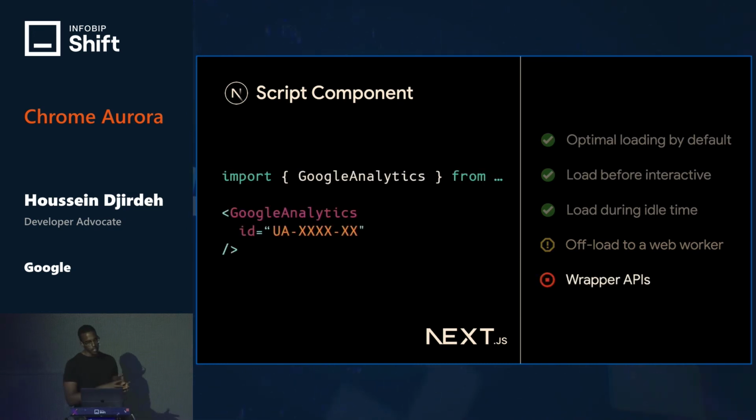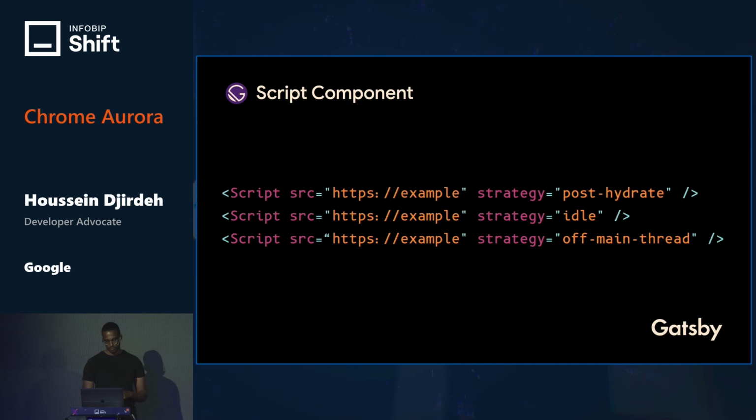And lastly, we're currently in the process of thinking of ways of building opinionated wrappers for many popular third-party libraries so that developers wouldn't have to think about which loading strategy to use. Next.js can just load these as optimally as possible. This is still very early in development, but we're hopeful that it could be an additional feature that developers could find some use in. The Gatsby team also took similar steps and shipped a script component that works in a lot of the same way. Their strategies are called post-hydrate, idle, and off-main thread. And the latter here also uses Partytown under the hood to offload any script to a worker thread.